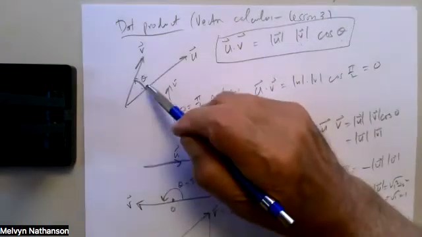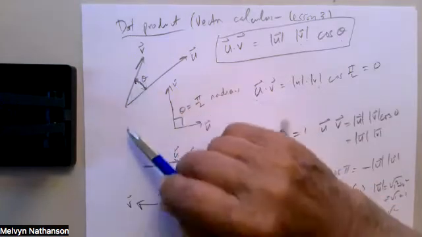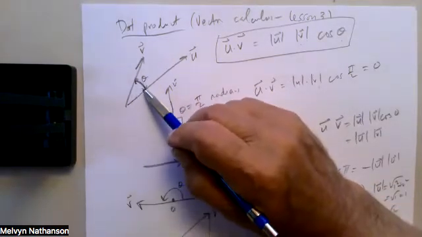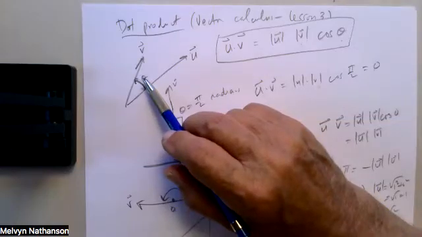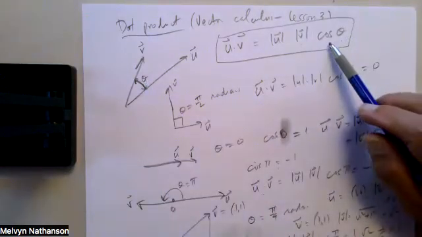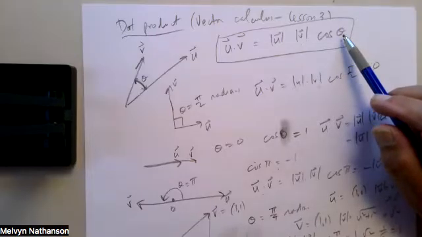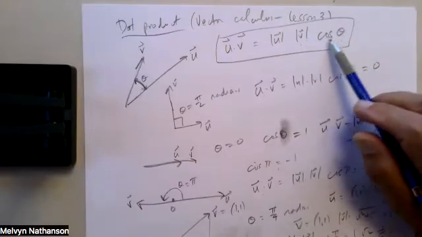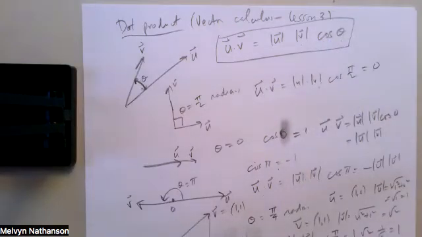And it doesn't matter whether you take theta going in the positive or counterclockwise direction, or in the negative or clockwise direction. In one case, you get theta, in the other case, you get minus theta. But the cosine is what is called an even function. Cosine theta equals cosine minus theta. So it doesn't matter which direction you take. And this is the dot product of two vectors.